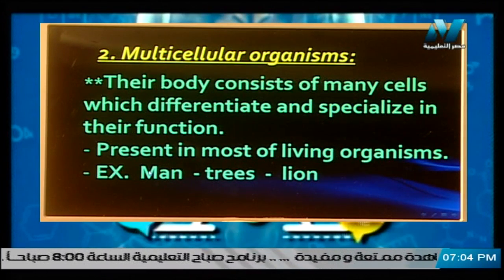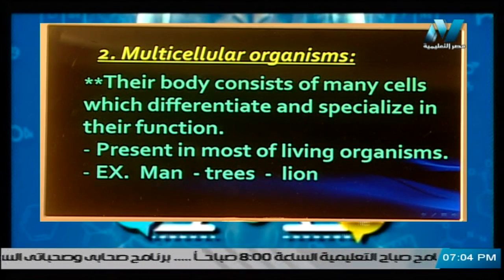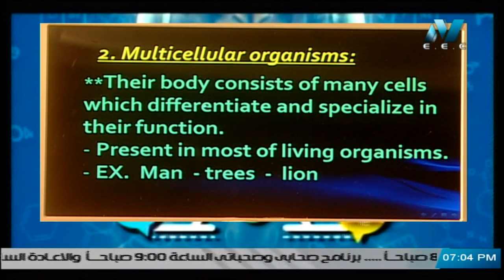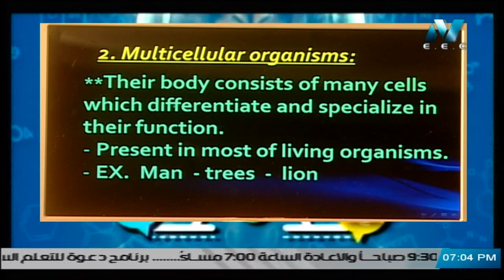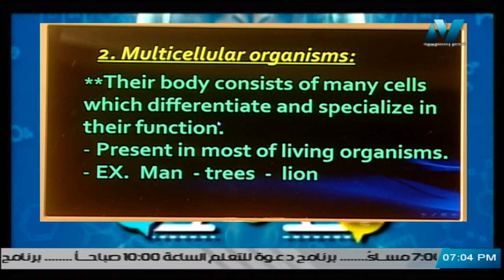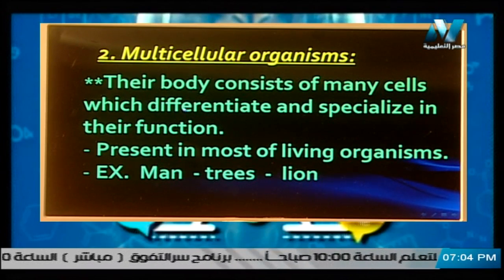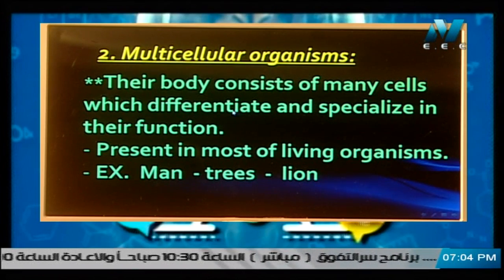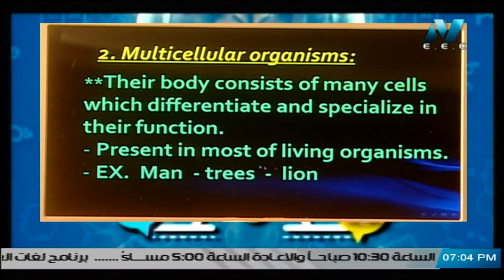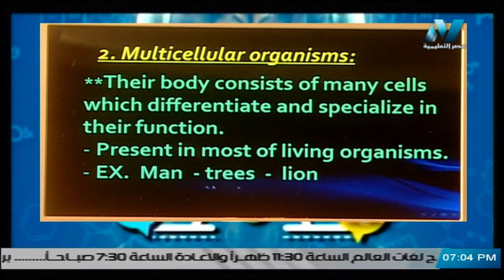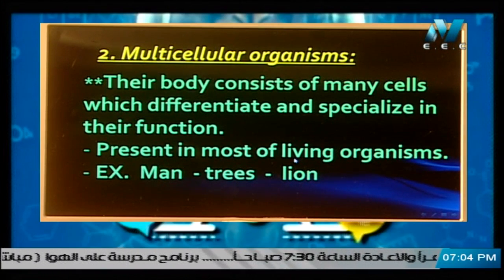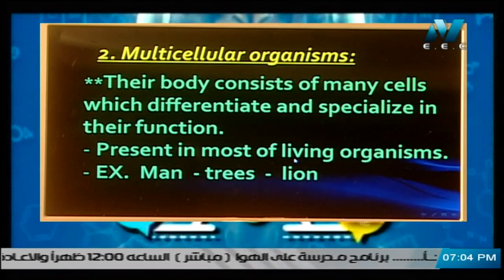Another type of organism we call multicellular organism. Multicellular means its body consists of many cells, which are differentiated and specialized in their function. يعني هنا a group of cells forming the body. Each group of cells has the ability to carry out a specific function, okay? Present in most living organisms, such as man, trees, and lion. We can make a discussion about that in front of you.